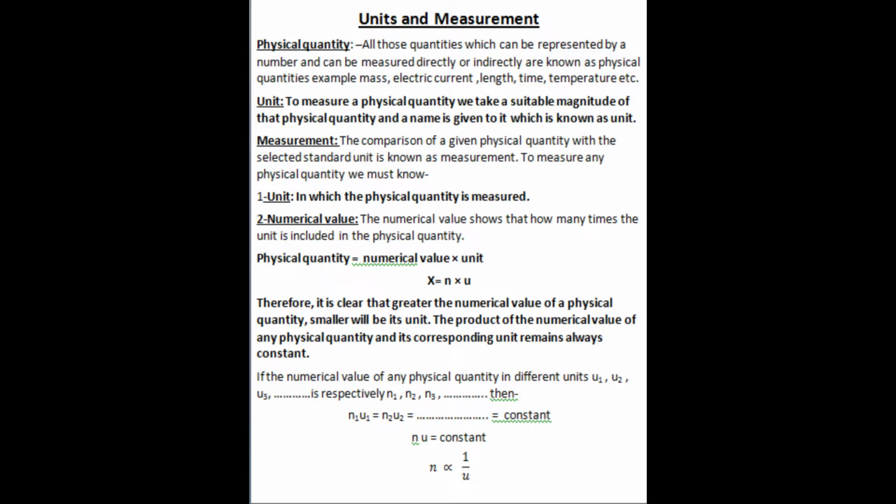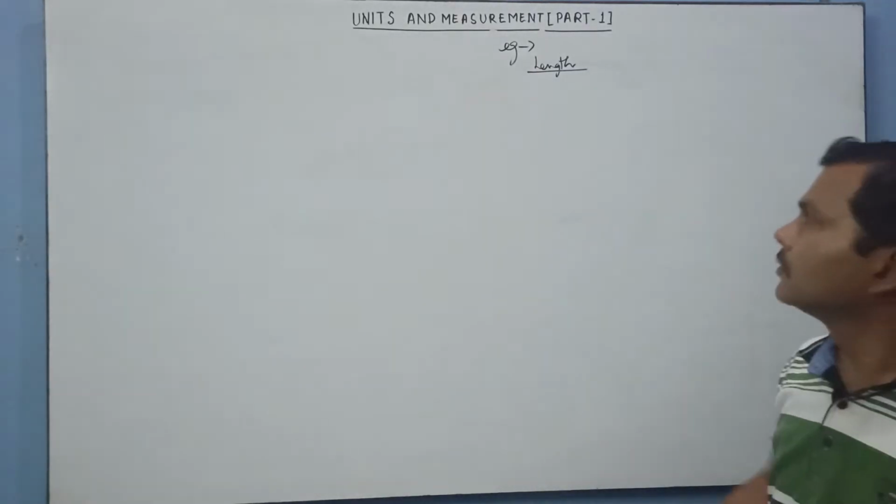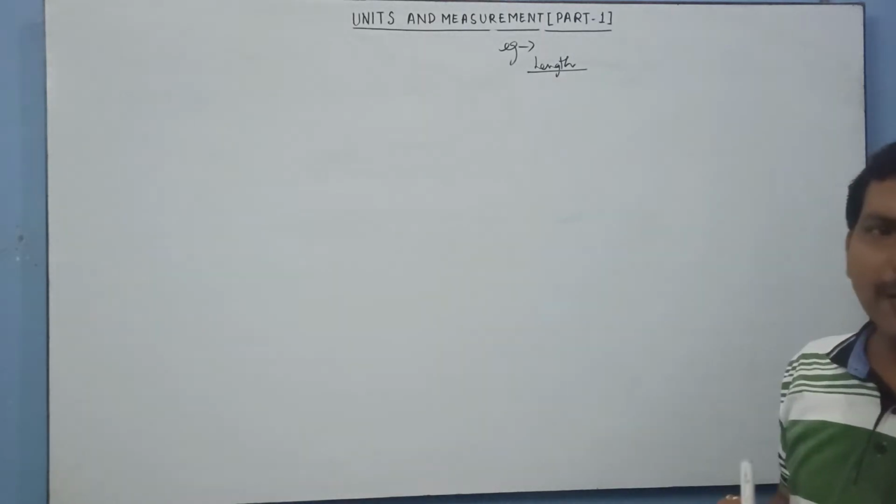Measurement. The comparison of a given physical quantity with the selected standard unit is known as measurement. I am considering here the measurement of a physical quantity, length.